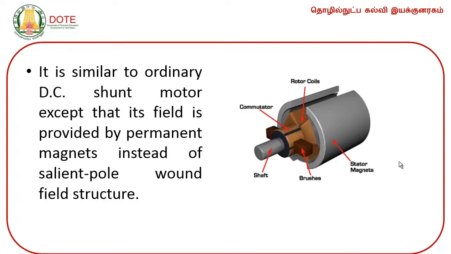This permanent magnet DC motor is similar to an ordinary DC shunt motor, except that its field is provided by a permanent magnet instead of a salient pole wound field structure. So this is the diagram for a permanent magnet DC motor. You have a rotor. This is the rotor part, which is the rotating one, and then these are the stator magnets. You have stator magnets mounted on this. So this is a permanent magnet.